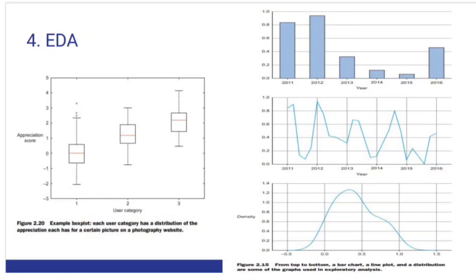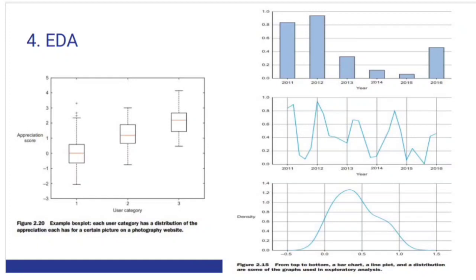So next one, exploratory data analysis. So what is exploratory data analysis? It refers to the critical process of performing initial investigations on data so as to discover patterns. So why do we need to discover the patterns? Because we are going to visualize the data. So graphical techniques are used to gain an understanding of the data and the interactions between the variables.